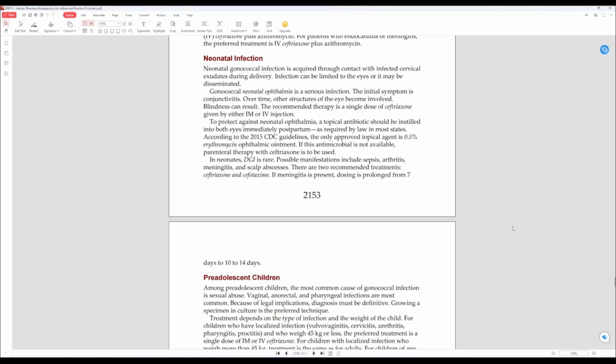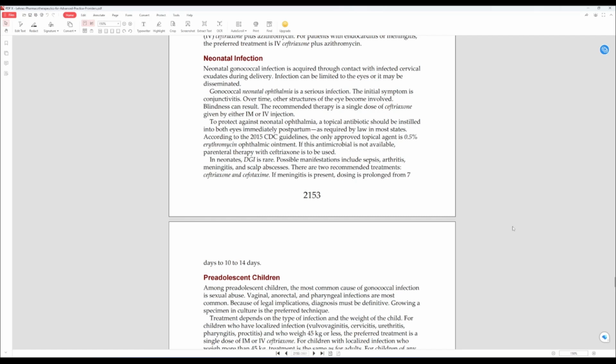To protect against neonatal ophthalmia, a topical antibiotic should be instilled into both eyes immediately postpartum, as required by law in most states. According to the 2015 CDC guideline, the only approved topical agent is a 0.5% erythromycin ophthalmic ointment. If this antimicrobial is not available, parenteral therapy with ceftriaxone is to be used instead.